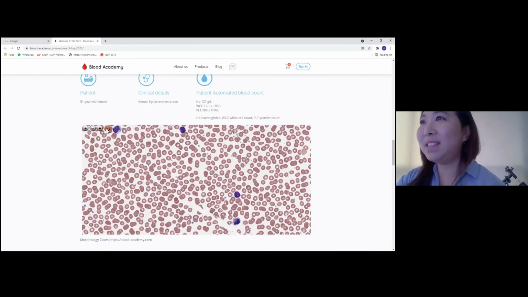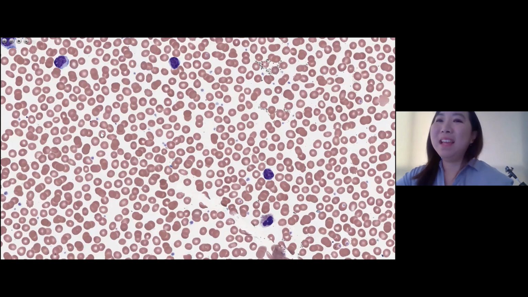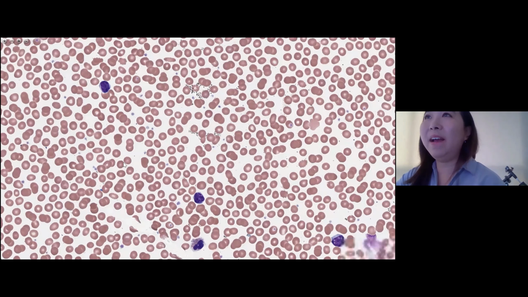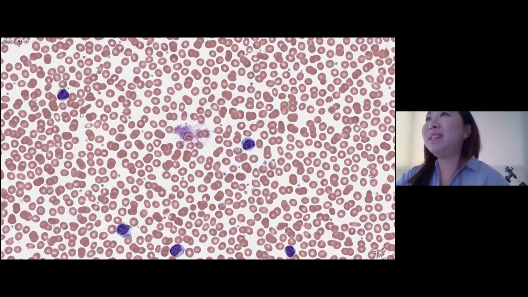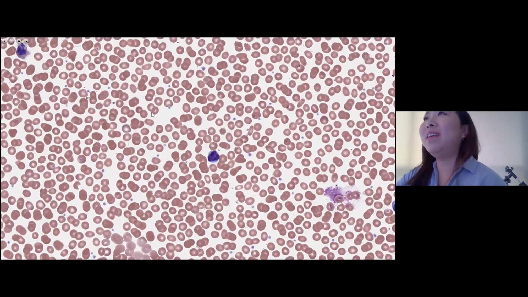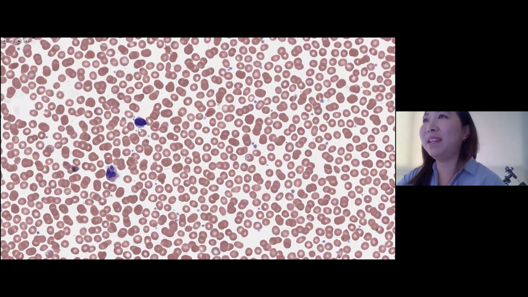All right, let's make the screen bigger. There you go. So let's go through the blood slide.